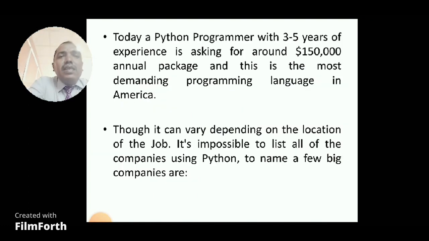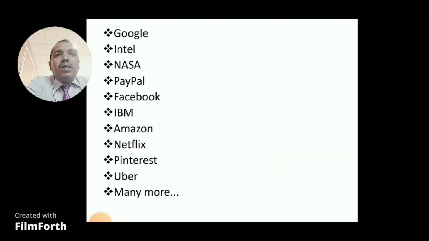Normally, a skilled person in Python gets around $150,000 as an annual package in the United States of America. So which companies require skilled persons in Python? Google, Intel, NASA, PayPal, Facebook, IBM, Amazon, Netflix, Pinterest, Uber, and many more organizations use Python programming to develop system-oriented applications, real-time applications, and online applications.